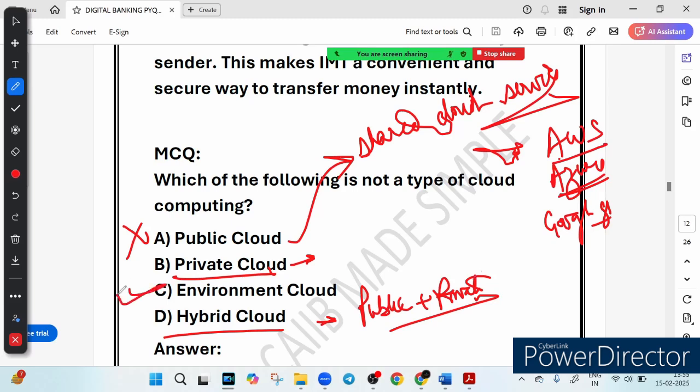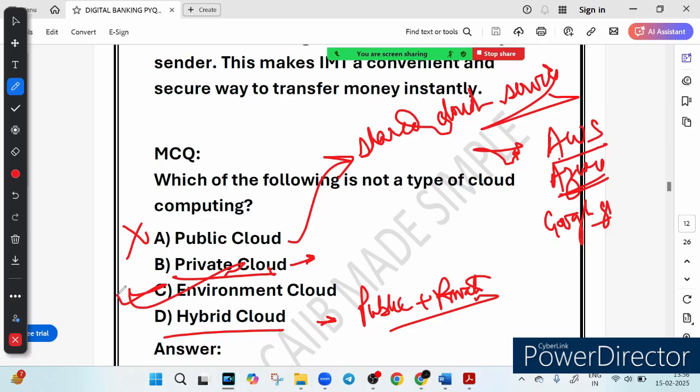Yes, the correct answer is environmental cloud. There is no such term as environmental cloud. The main three types of cloud system are public cloud, private cloud and hybrid cloud. If someone says environmental cloud, it is like saying a smartphone with a built-in coffee machine. Sounds cool, but it does not exist. That is why option C is the correct answer.